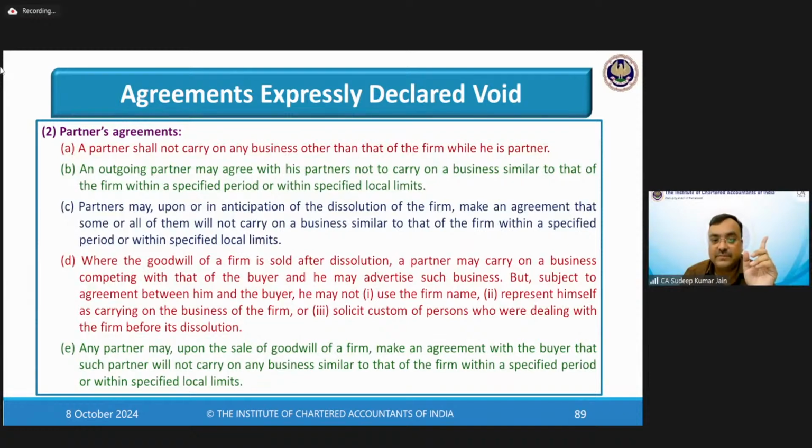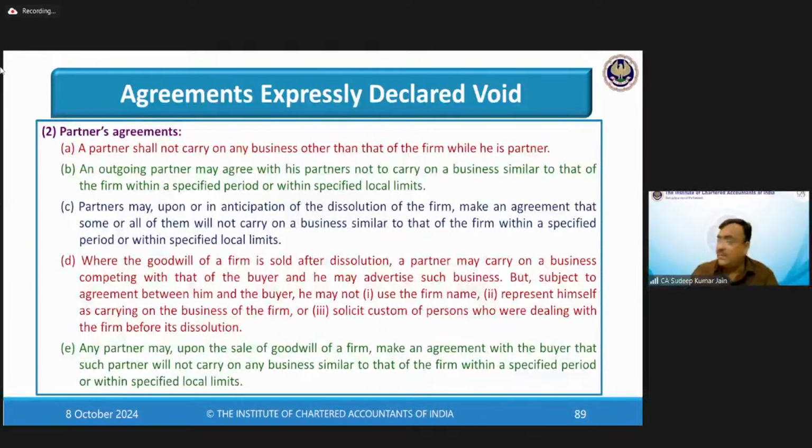this type of thing. He cannot solicit customers, he cannot demand the customers of the old firm. It means he cannot say, brother, I sold the firm, but I am the same man, I was making everything, I was supplying all the goods to you. If this type of agreement is done between the old partners and the buyer, they are perfectly valid.